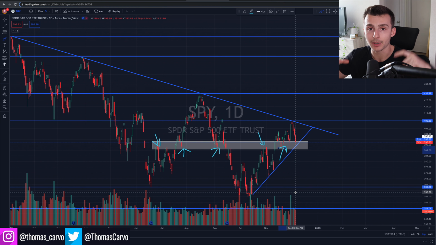Can we connect a bunch of tops and a bunch of bottoms, extend it out to the right-hand side of our chart, and is that an area that we still see reactions? Support turn resistance, resistance turn support.